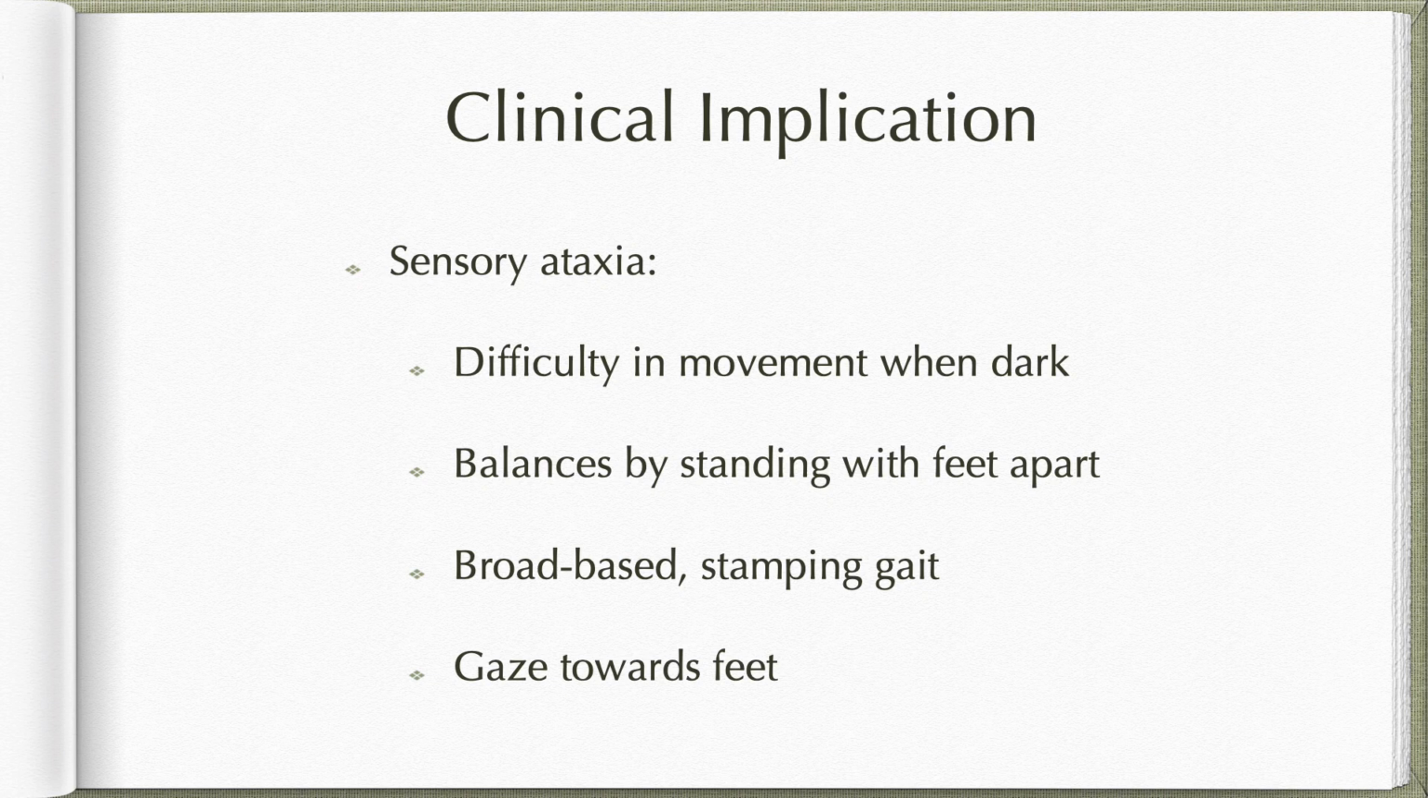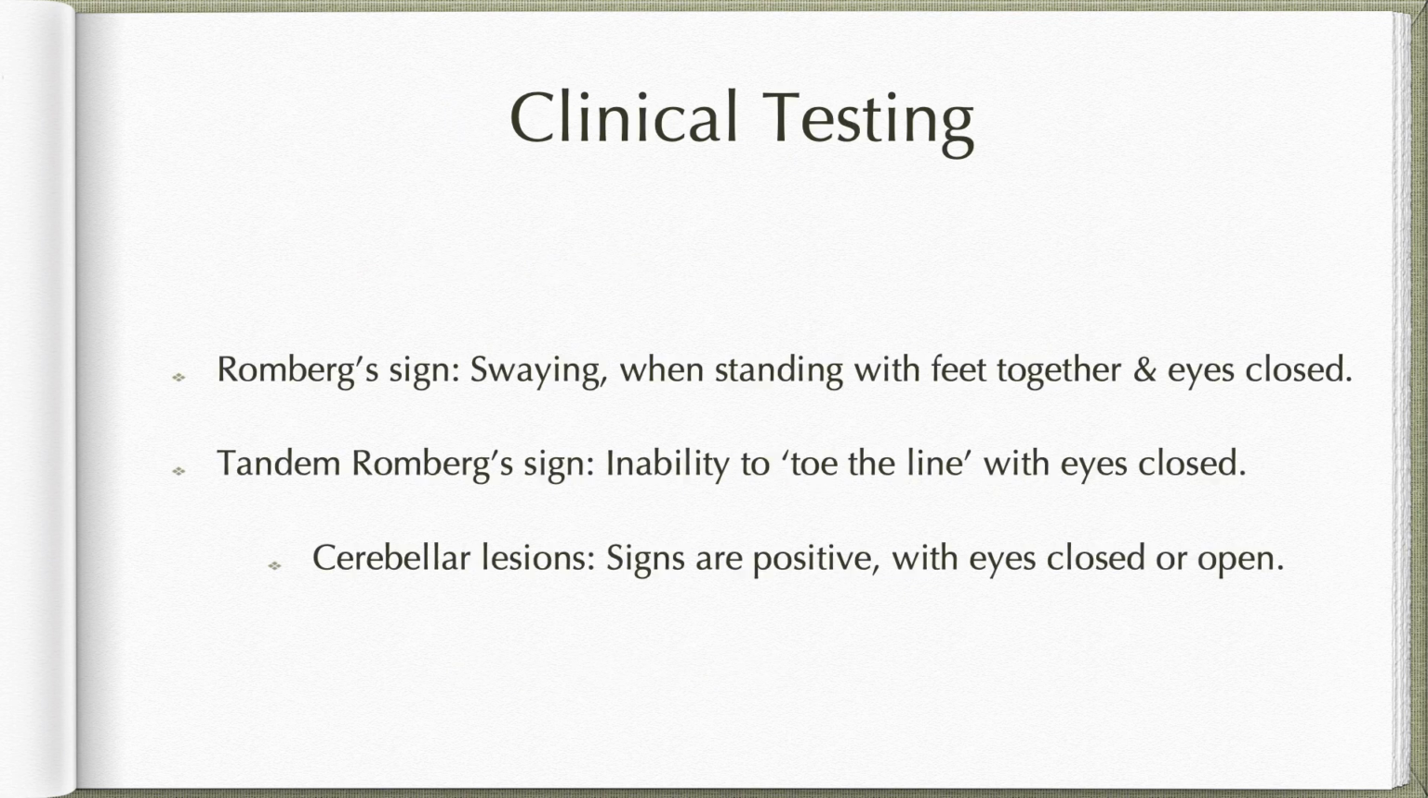The stamping nature is not only to feel the ground under his feet, but also to reinforce whatever little conscious proprioceptive fibers which are available. And gaze is constantly towards their feet, just to check where they are putting their feet, so that again vision is trying to compensate absence of information coming from the posterior column. How do we test it? We do two tests. Romberg's test is when you ask the patient to stand with his feet together, and the minute you ask him to close his eyes, the person has severe swaying.